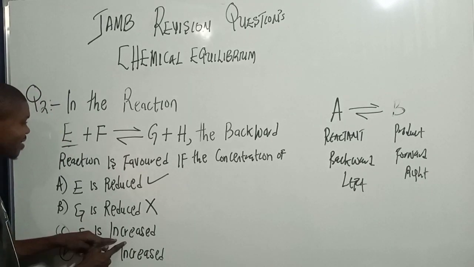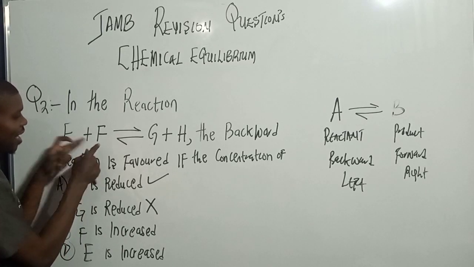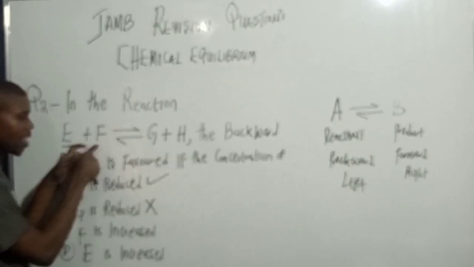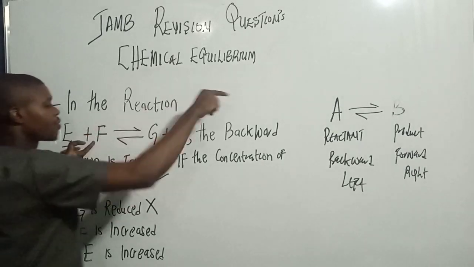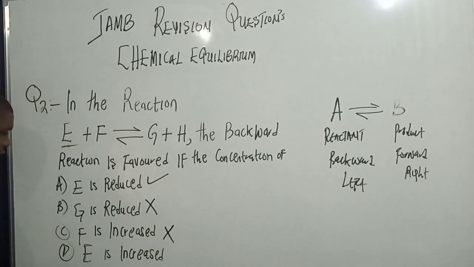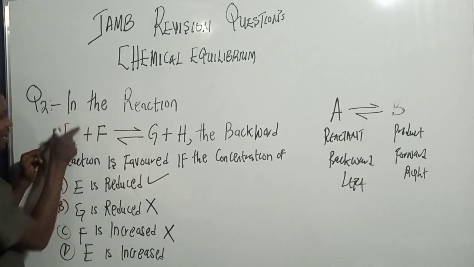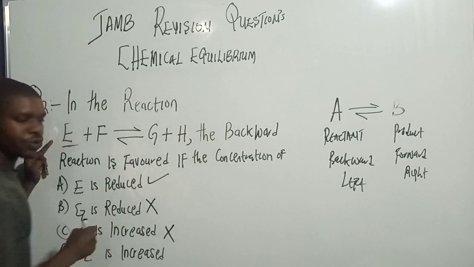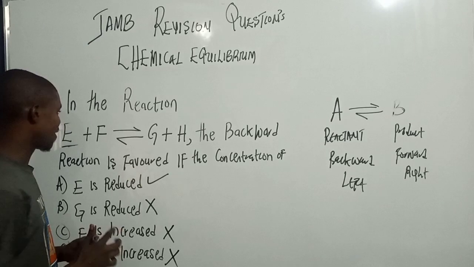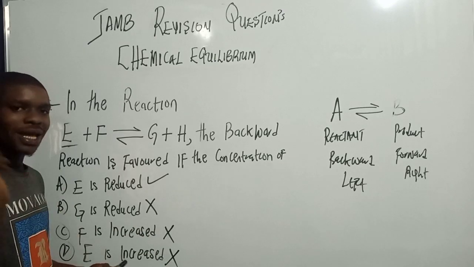F is increased. Look at F here. Remember, F is one of the reactants. If you increase the reactant side, it will favor the forward reaction, which is wrong. E is increased. If you increase E, it would go forward. Do you get? So this is also wrong. So the correct option is E. You understand? So if you're following the class, please just say you're following. If you understand, you just say you understood in the comment section.